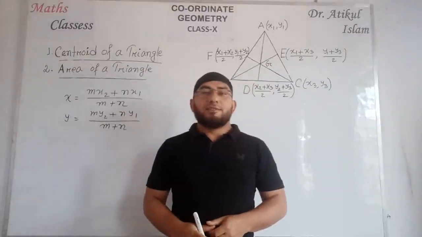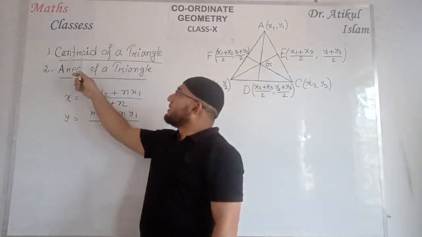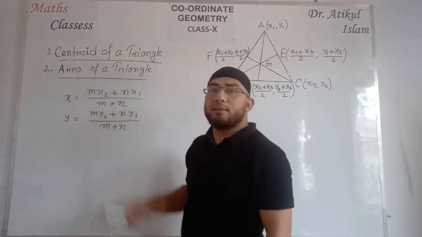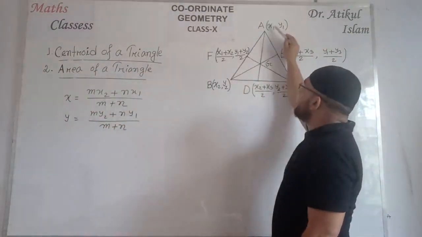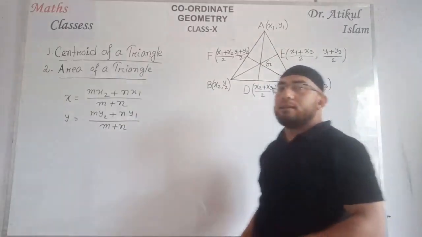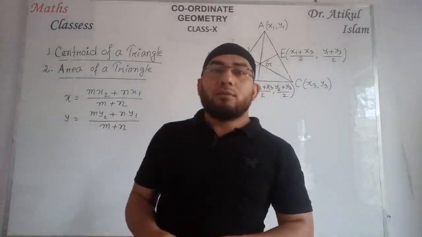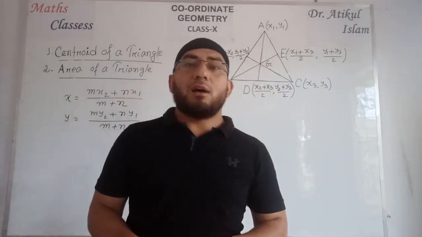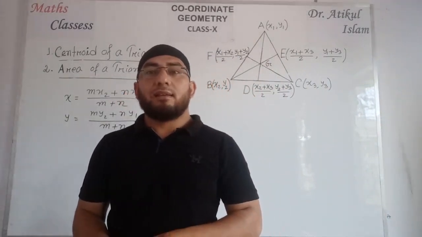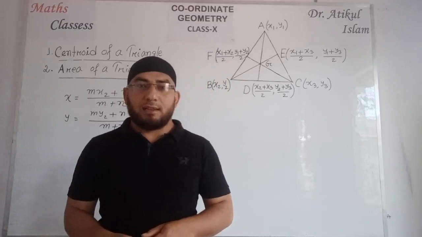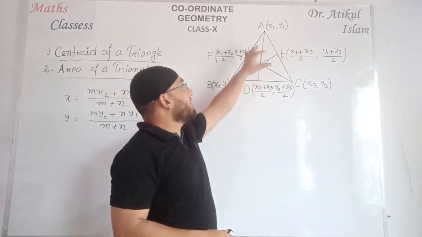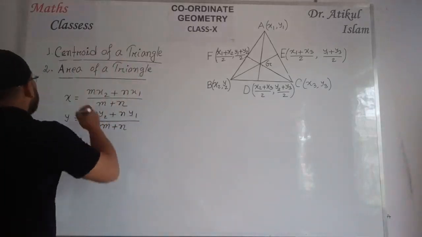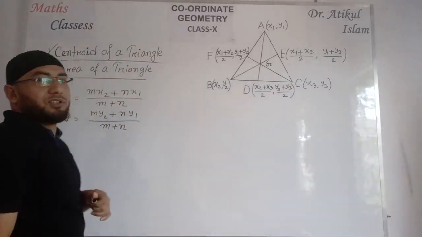Hello, in this video I will explain how to find the centroid of a triangle and the area of a triangle when you have three vertices A, B and C, and then I will explain some examples of how to find the area of a triangle and how to find the centroid of a triangle when you have the vertices A, B and C. So first, number one, centroid of a triangle.